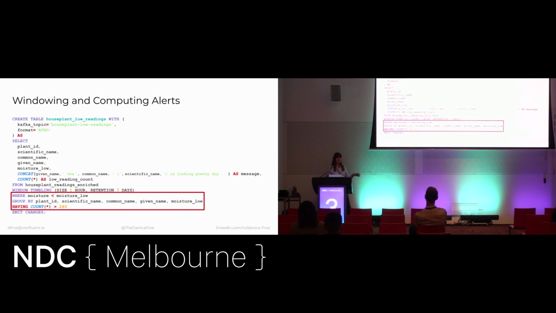Nothing happens at that point. We are just incrementing the state up until that point. We're not outputting anything. As soon as we get that 240th reading, that is when a row is output as a result of this query, okay? And the result of this is that I'm only going to receive at most 1 alert per plant ID, right? Per window, which is exactly what I wanted.